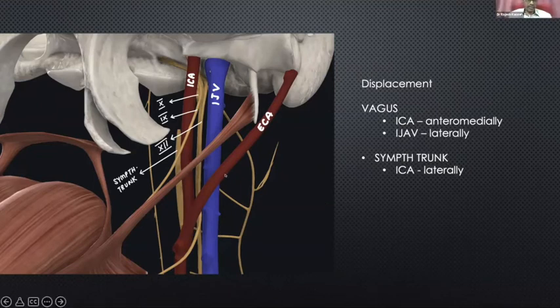Also, we can see the sympathetic trunk, which lies medial to the ICA. So if there were any schwannoma from the sympathetic trunk, it would push the entire ICA laterally. But in our case, the ICA is pushed medially, so we can differentiate; it might be from the vagus or hypoglossal nerve rather than the sympathetic trunk.